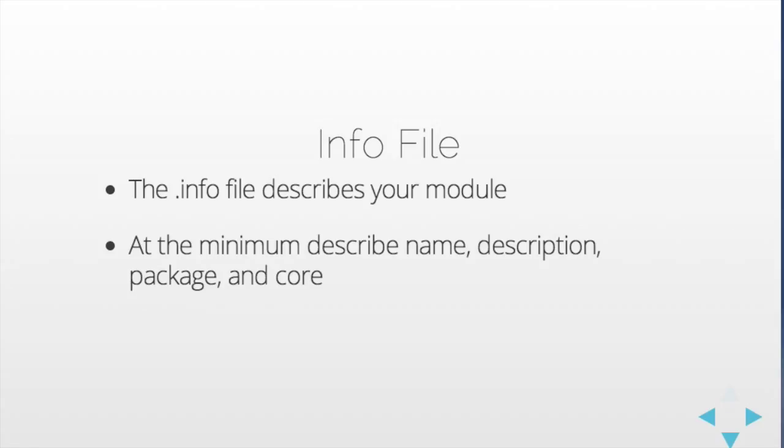You should at least put name, description, package, and core. This is the file that Drupal will look to populate the modules page on, and it will also, again, describe some other requirements. So, the name. There's two names with a module. There's the machine name and the name that's described in the info file.